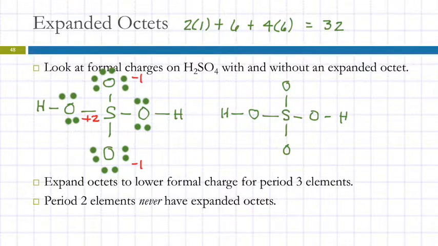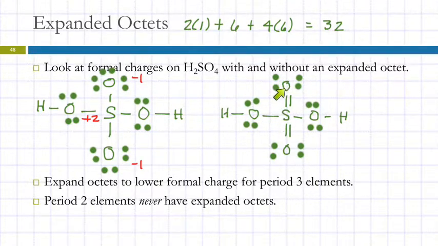Now, if I'm going to expand the octet, that means I'm going to have more than 8 electrons for the sulfur, right? How could I do that? Double bond. Which of those oxygens would really like to have a double bond with sulfur? This one and that one, because then they'd have 2 bonds, which is what they would like, right? So let's try that. I got 2, 4, 6, 8, 10, 12, 14, 16, 18, 20, 22, 24, 26, 28, 30, 32. Now that violates the octet rule, but sulfur's in period 3. It can do that.